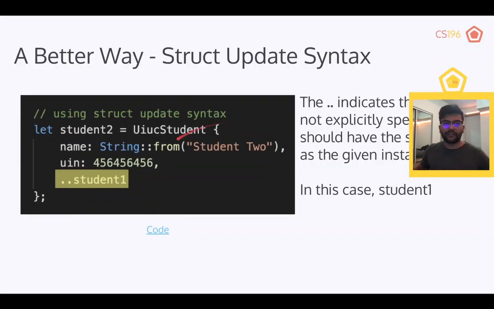So whatever we explicitly label, like name and UIN, will be taken from whatever we hard-coded it to be. And everything else that we didn't explicitly label will be taken from student 1. The keys in both these variables will be the same, because they're both UIUC students, right? So they'll both have the same set of keys.